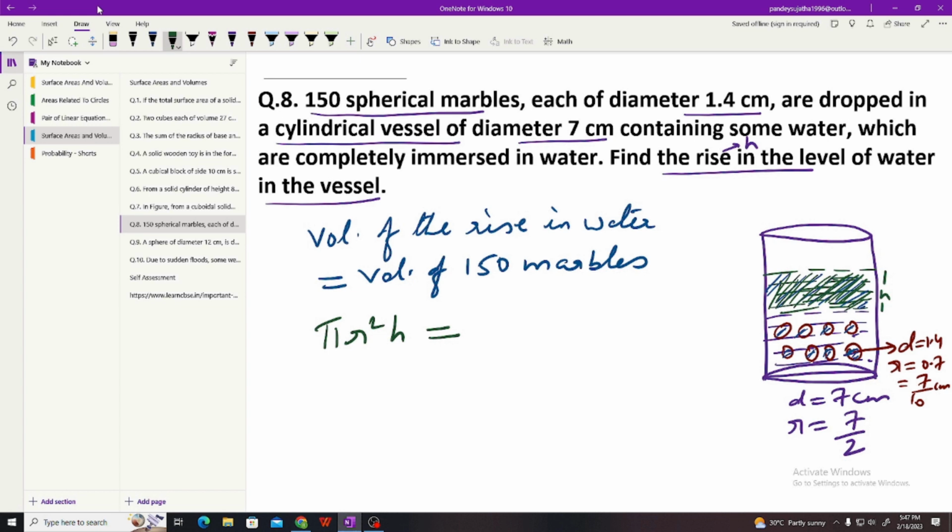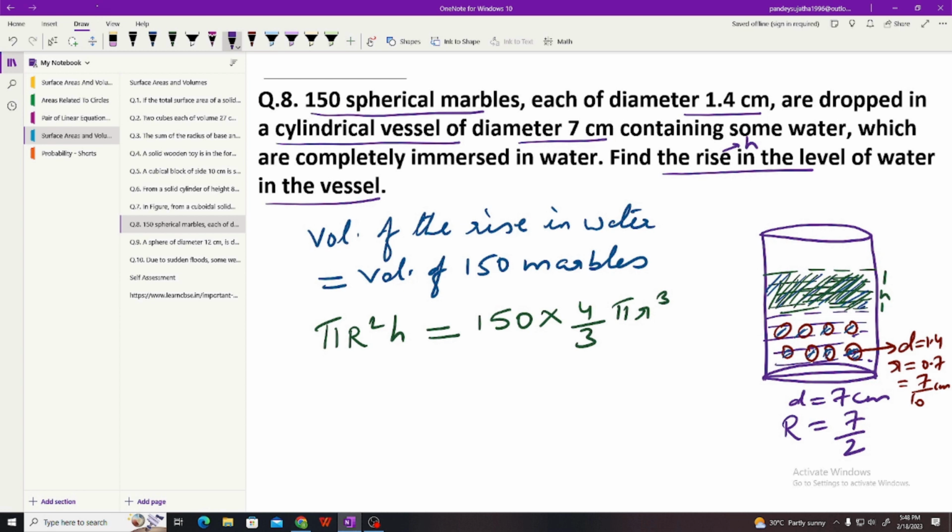to the volume of 150 marbles, that is 150 into, and each marble is of spherical shape, so the volume of the sphere is 4 upon 3 pi r cube. So here I am just replacing the value of radius of cylinder as capital R, because the radius of cylinder and the radius of marble both are different. So I am using the radius of cylinder as capital R.